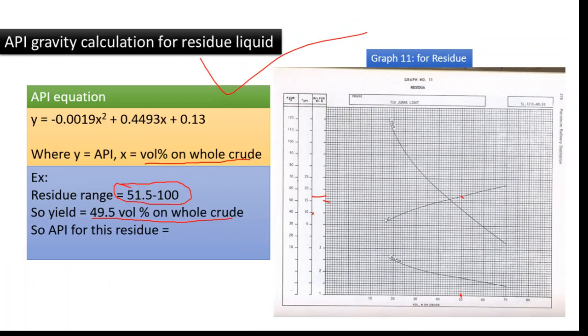So in this way we can find out the API of the residue. For the residue, on the basis of yield, that is the volume percent on whole crude, while for the distillate, at the mid volume percent you have to calculate the API.